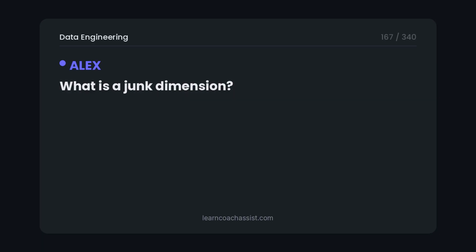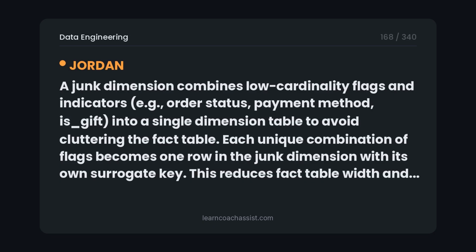What is a junk dimension? A junk dimension combines low cardinality flags and indicators, e.g., order status, payment method, is_gift, into a single dimension table to avoid cluttering the fact table.